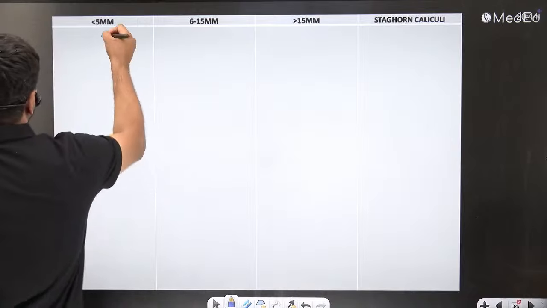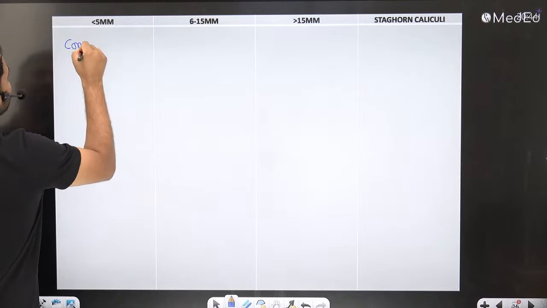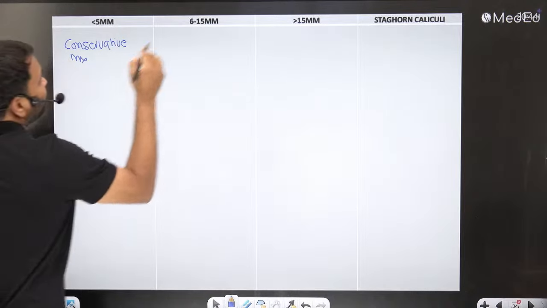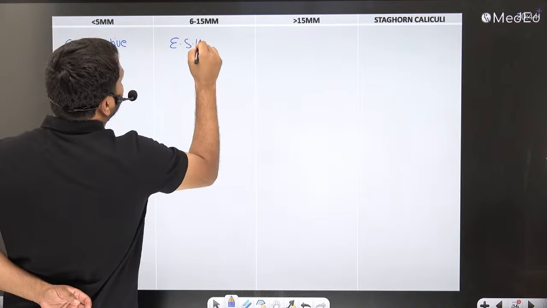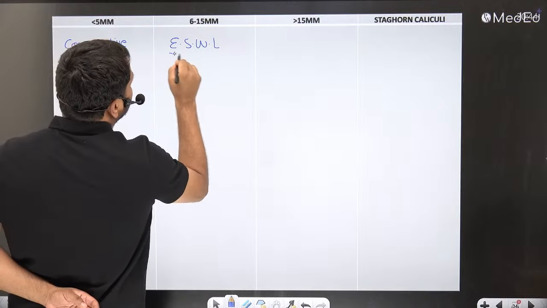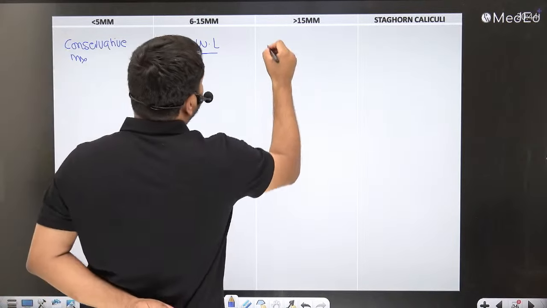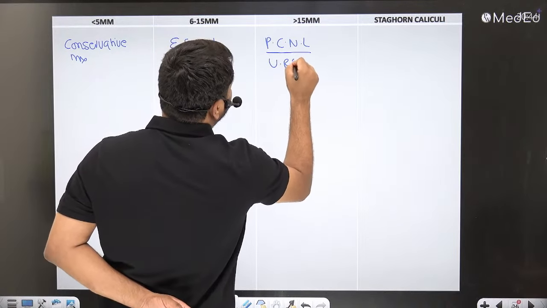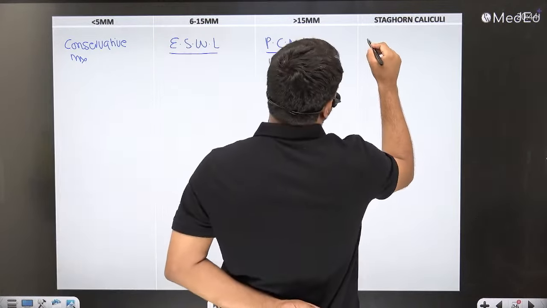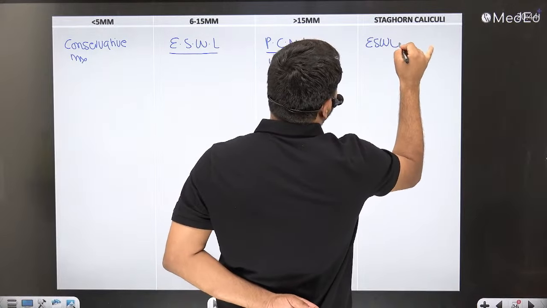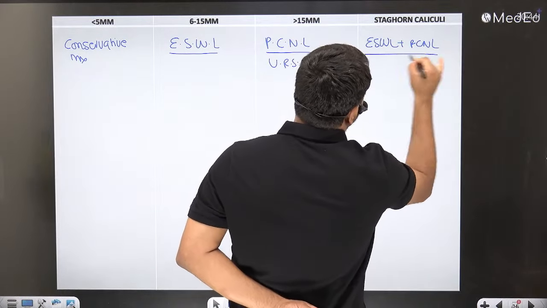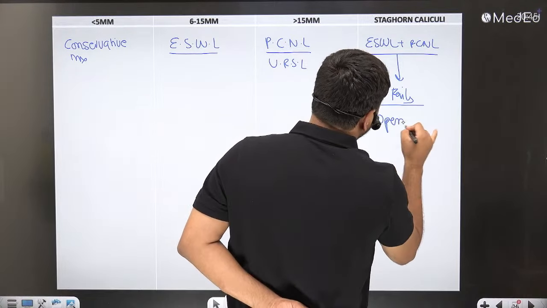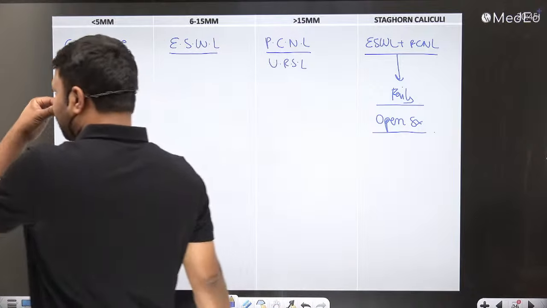How do you manage? Size less than 5 millimeters, it is going to be conservative management. Size between 6 to 15 millimeters, you do extracorporeal shock wave lithotripsy, that is your ESWL. Greater than 15 millimeters, you can go ahead with PCNL or else URSL. Both of them are accepted. For staghorn calculi, I will do an ESWL with PCNL. If this fails to respond, then I will go ahead with open surgery. These are the basic concepts that you remember, right?